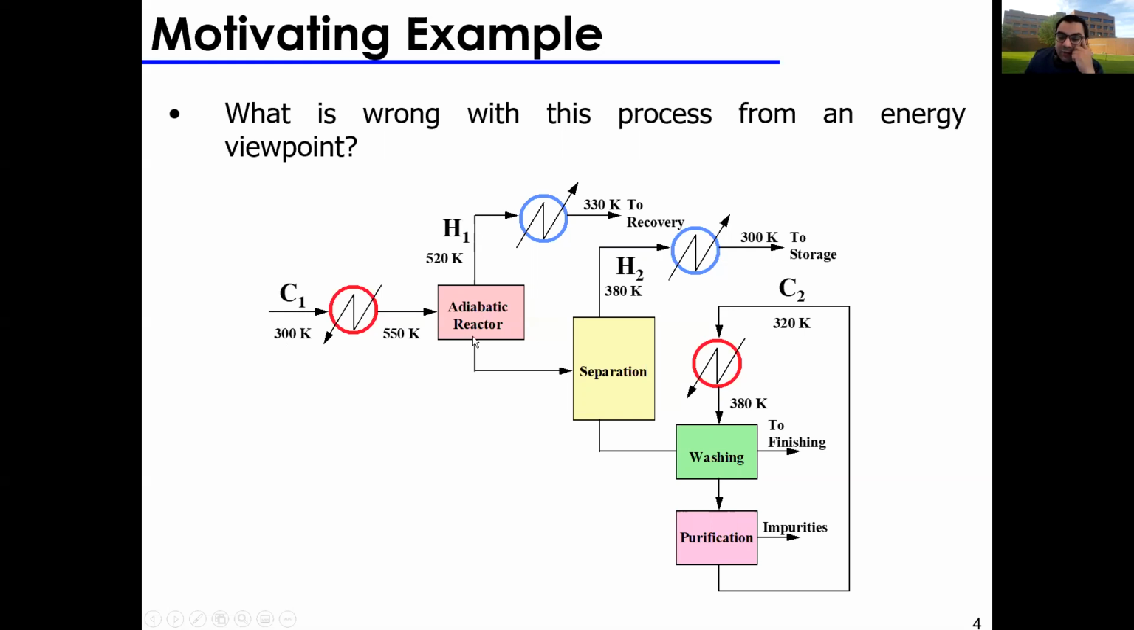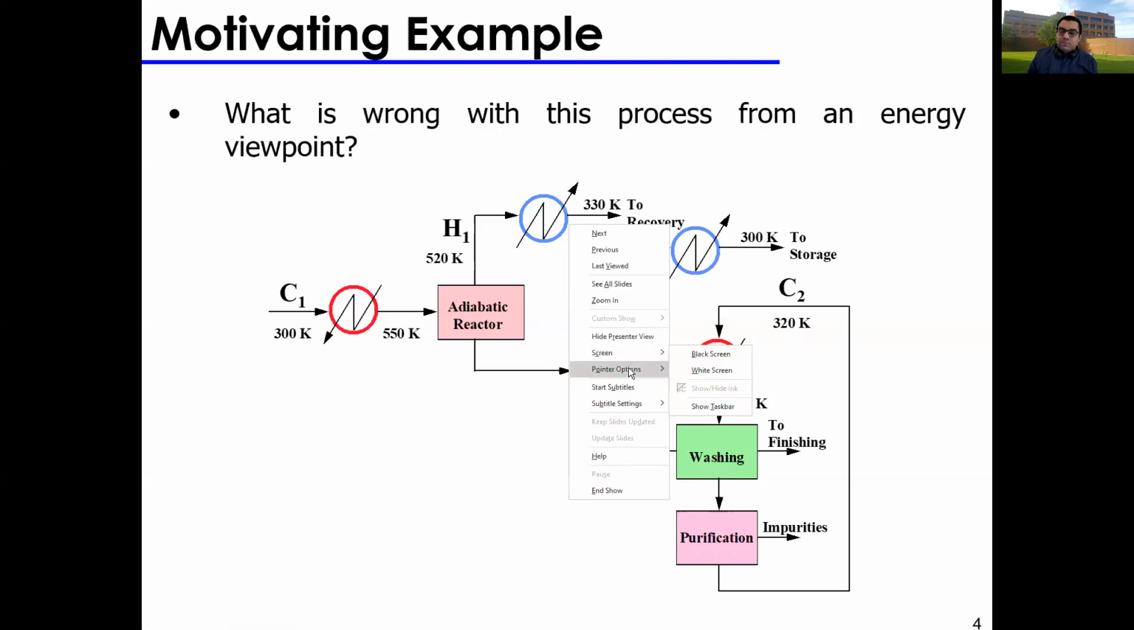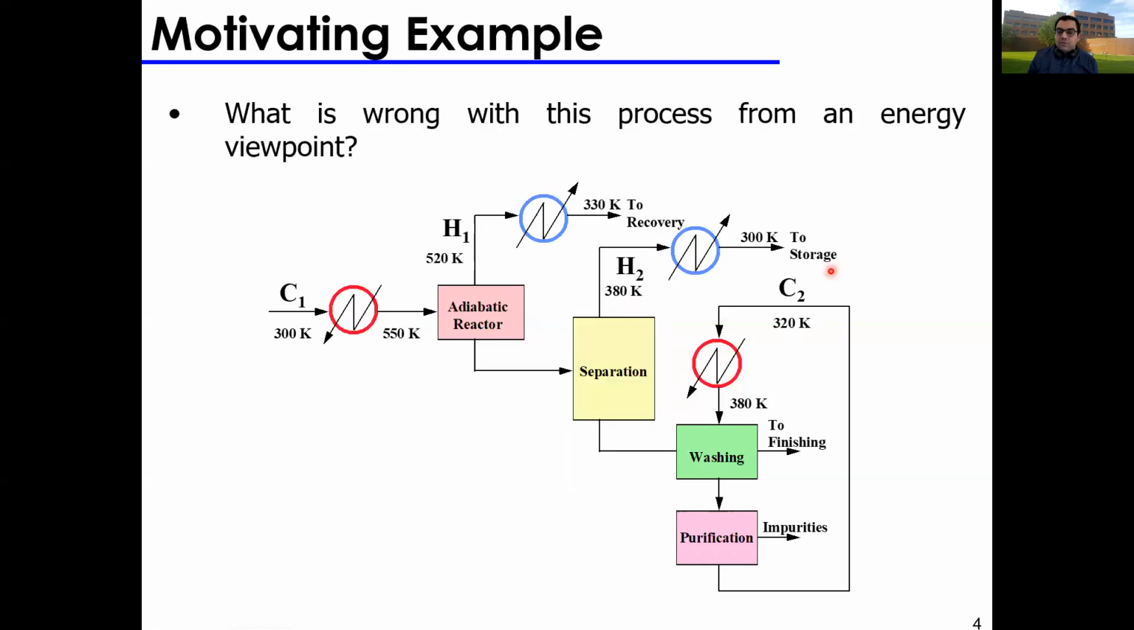From the adiabatic reactor, I have 2 streams. One is 520 Kelvin. I cool it down to 330 Kelvin for my final product. And then the bottom of the reactor goes to a separation unit, where the top of the separation unit is 380 Kelvin. I cool it again to 300 Kelvin. And then here I have a recycle process in which I have a heating from 320 Kelvin to 380 Kelvin. And I'm going to denote this stream as C1, this stream as H1, this stream as H2, and this stream as C2.